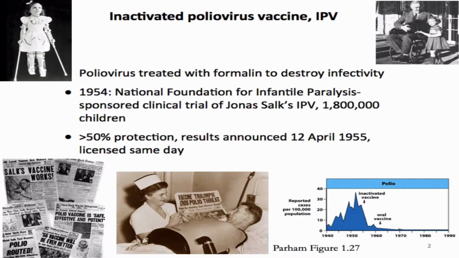In this case, the poliovirus was treated with formaldehyde so that it could no longer replicate, but so that its antigens were still present. The trials were done in 1954. In 1955, the results were announced that there was greater than 50% protection from polio, and they licensed the vaccine the same day, which never happens. That's shocking. But that is largely because they were so excited about getting a way to protect kids from this really scary and terrible disease.